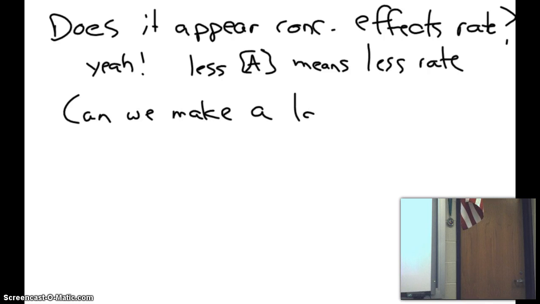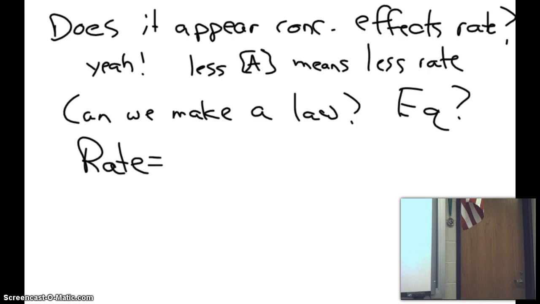So, can we make a law? Is there some kind of mathematical equation or model that would allow us to relate rate to concentration? And the answer is, of course there is, or I wouldn't have brought it up. Here's what they all look like. There will be a constant in it, that is the constant of proportionality. Almost every equation has one.